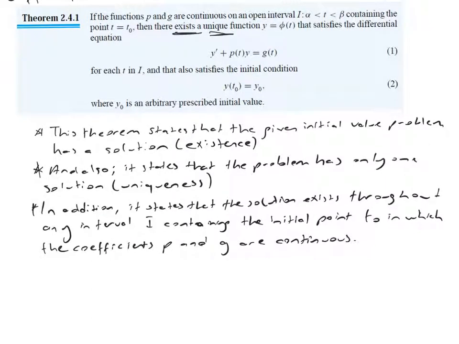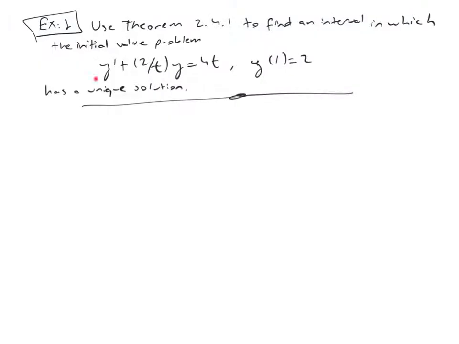Let's solve an example. Our initial value problem is given in this form, and we are asked to use Theorem 2.4.1 to find an interval in which this initial value problem has a unique solution. Let's write the differential equation again. Here, p of t is equal to 2 over t and g of t is equal to 4t.